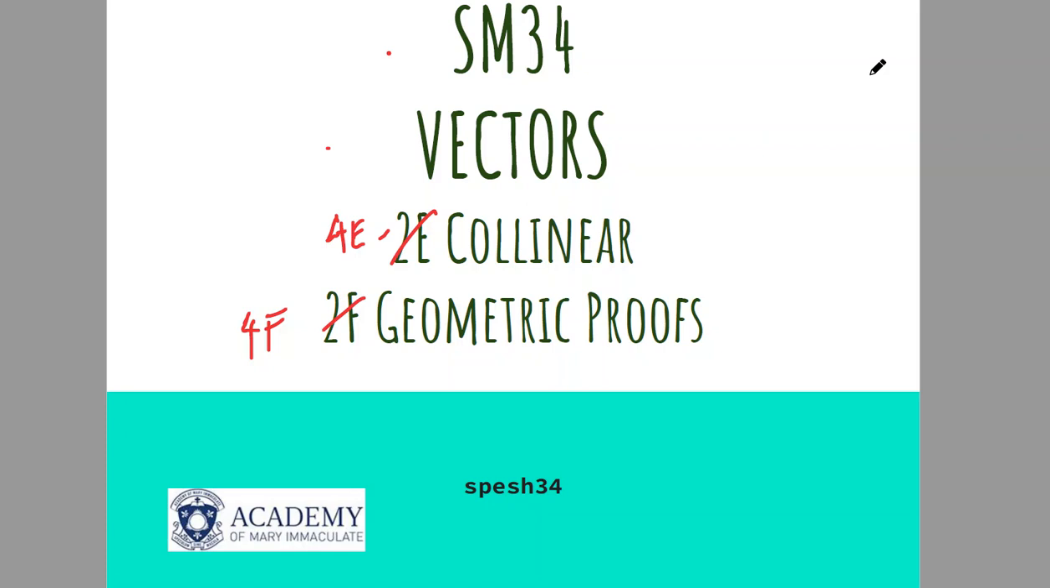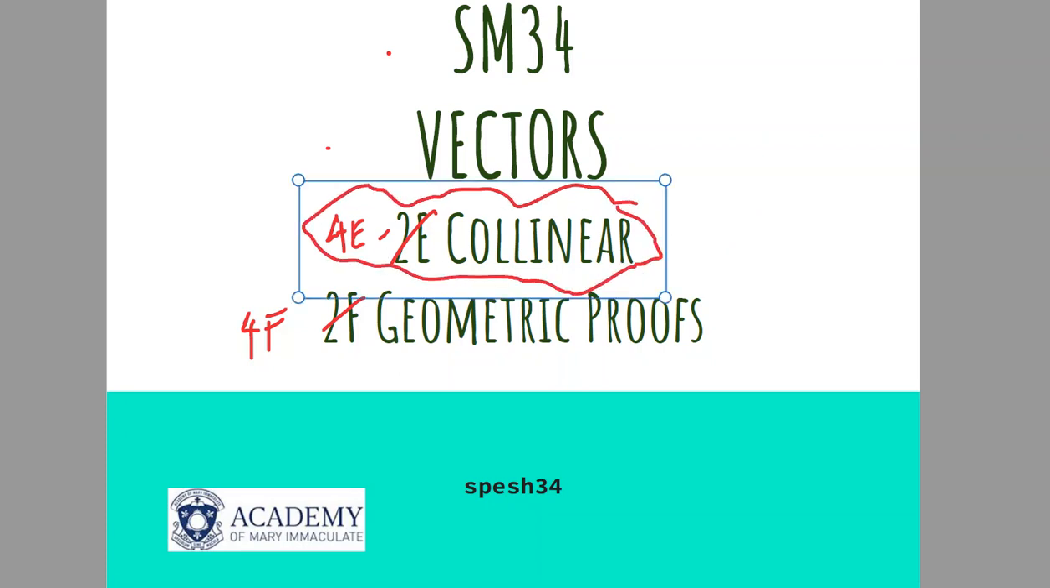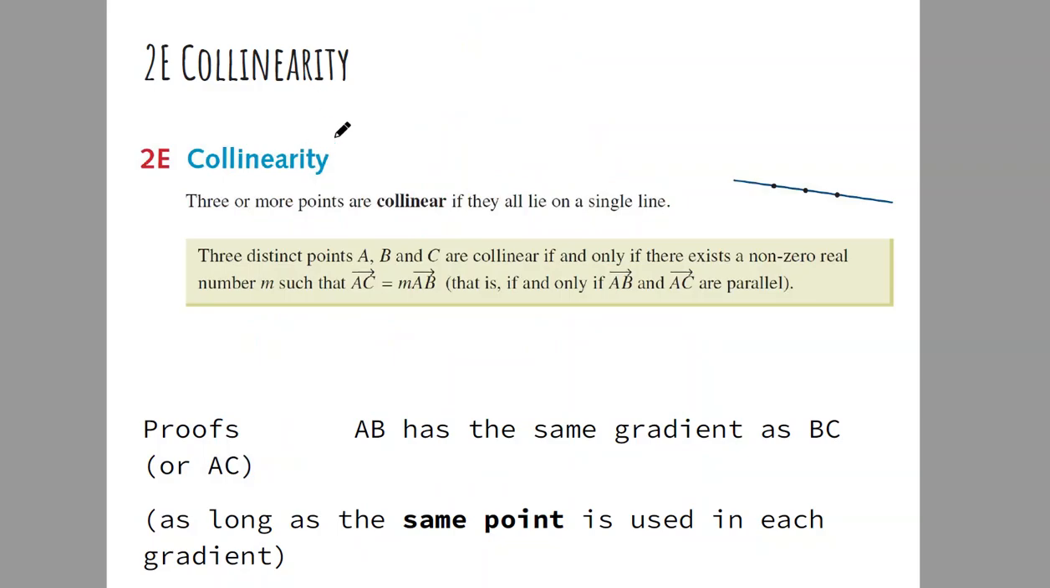This is about Year 12 vectors. It comes out of 4E, collinear. Collinear means that points are in a straight line. If we have 3 points and they all lie on the one line, we call them collinear points.